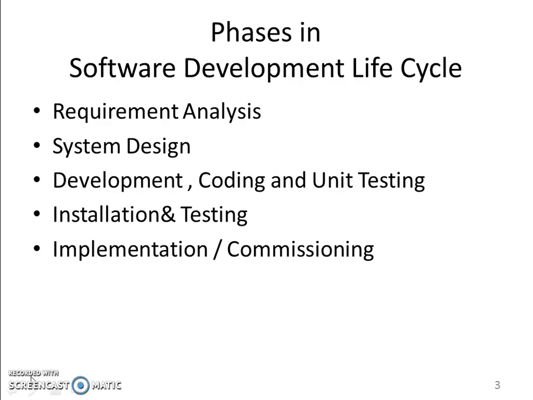Let us recap what are the various phases through which the software development lifecycle passes. The first phase is called requirement analysis, in which the customer is communicated with and the software developer or engineer will be understanding what the various requirements are. These requirements will be put into system design, and then the development will be happening, coding will be taking place, and the unit testing will also be done. Then the next phase is installation of this system or the software, as well as going for integration testing. Implementation and commissioning is nothing but deployment of the developed software at the customer's place.